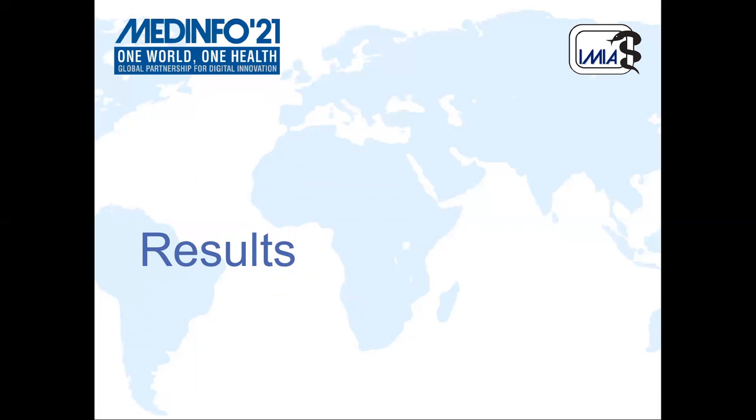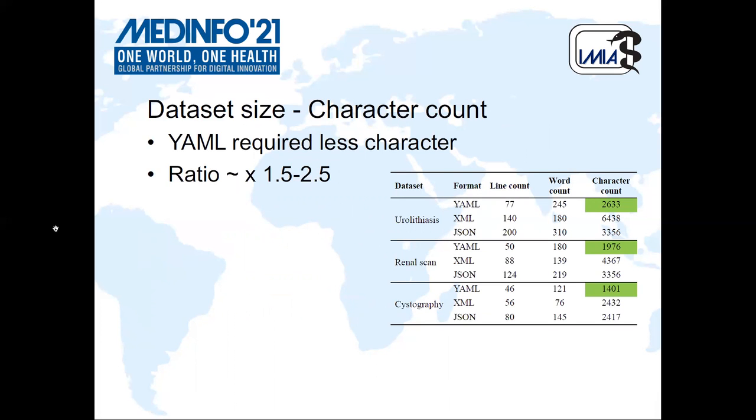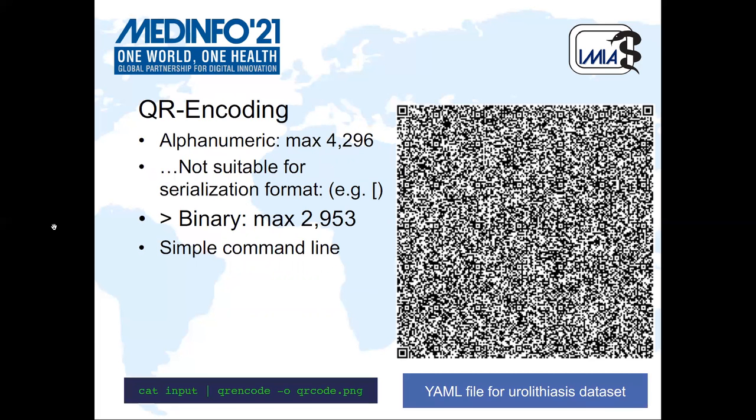As for the results, the YAML format required fewer characters for each dataset, approximately 1.5 to 2.5 times fewer. As for QR encoding, the maximal number of characters was around 4,200, but this limit is only valid for alphanumeric characters, which was not suitable for serialization formats. Instead, we had to use binary format with a maximal number of 2,900 characters. QR codes were generated using a simple command line.